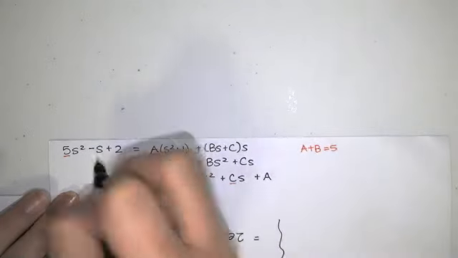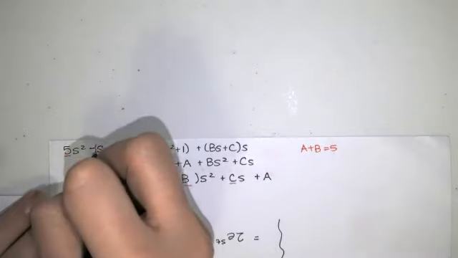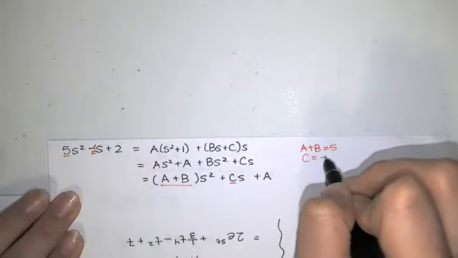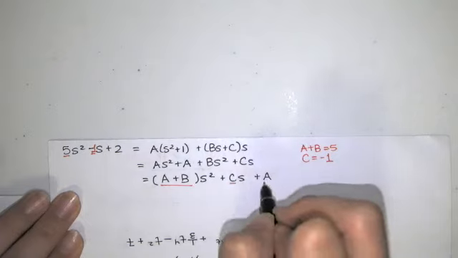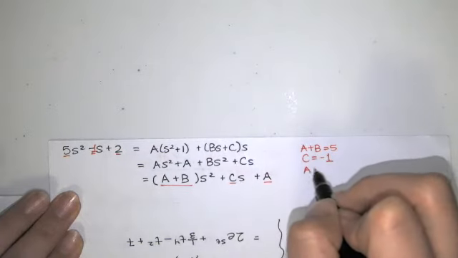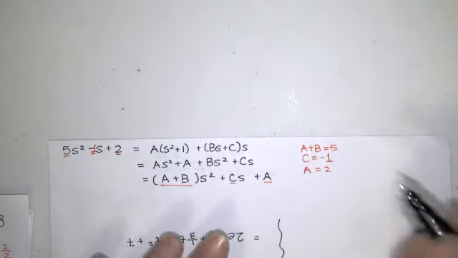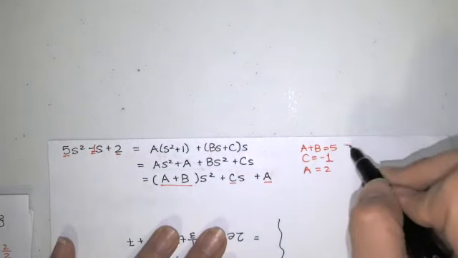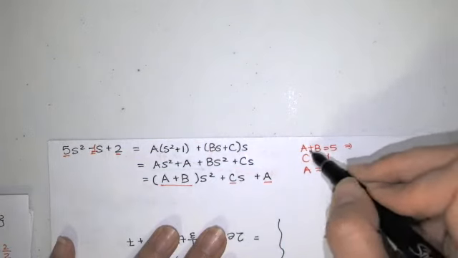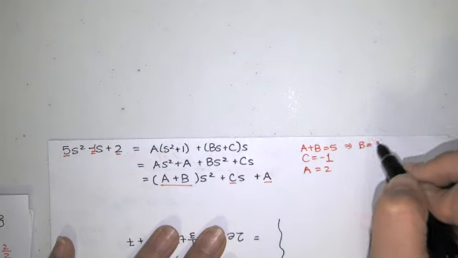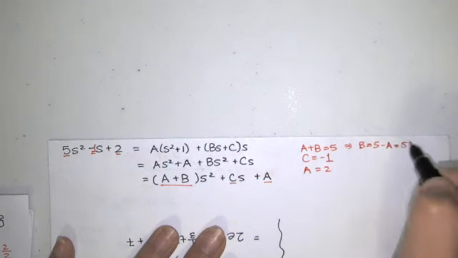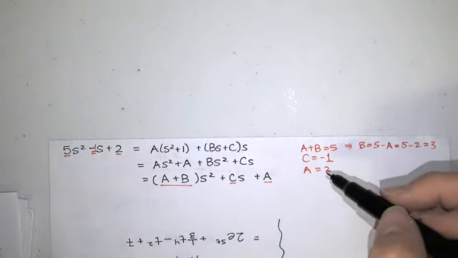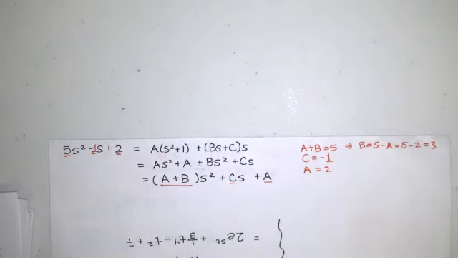So a plus b has to equal 5. The coefficient of s must equal the coefficient of s on this side. That's an implied -1. So c must be -1. That's nice. And the constant a must be equal to 2. That's nice too. So we've got a and c. We just need to find b. Well, if a plus b is 5, then b is equal to 5 minus a. And if we know that a is 2, we're going to get b equals 3. So I've got a is 2, b is 3, and c is -1.